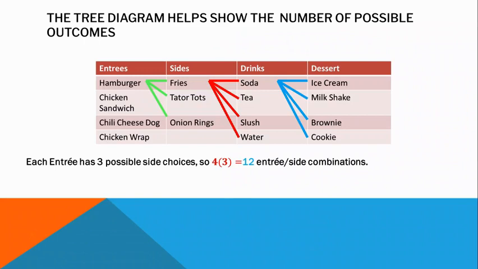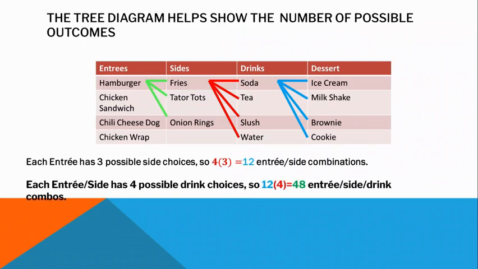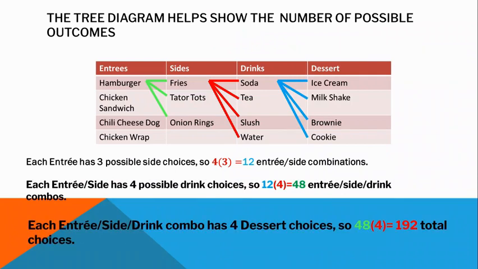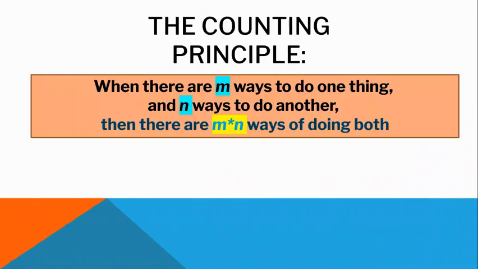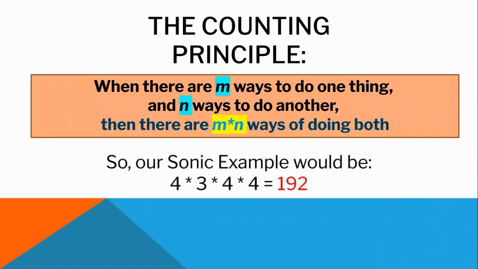So each entree has 3 possible side choices. That makes 12. Each entree side has 4 possible drink choices. So now we're up to 48. And then each one has 4 dessert choices, which makes 192 total choices of ways we could arrange our meal at Sonic. The counting principle says if there are m ways of doing one thing and n ways to do another, there are m times n ways of doing both. So our Sonic example would have just been 4 times 3 times 4 times 4, which is 192.